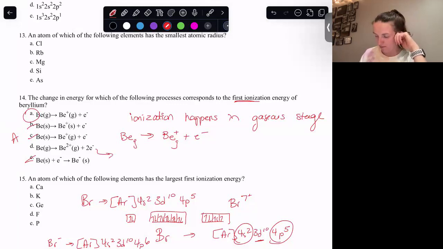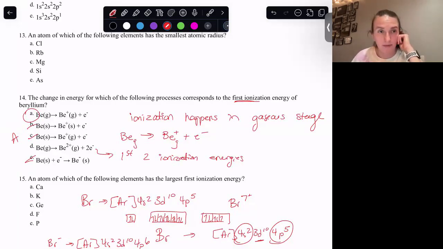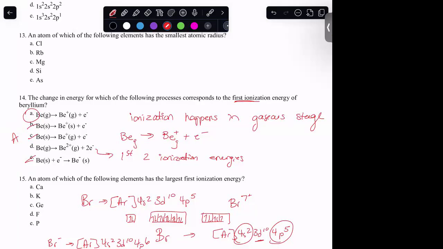This would be the first two ionization energies. Yep, the result will always be a gas as well. Yeah, if something's going through ionization, you're only changing the charge of the atom. You're not changing if it's solid or liquid or gas. So it will always be, I have a question.